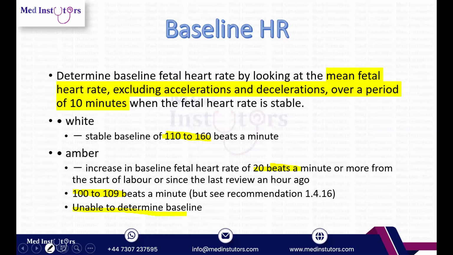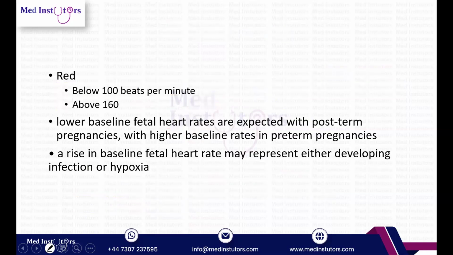Sometimes it's so difficult to determine a baseline that you will not be able to tell because it's just up and down, up and down, up and down. Red is below 100, and above 160 is also red. Lower baseline heart rates are expected in post-term pregnancies, whereas in preterm pregnancies, they tend to be above 160 most of the time. A rise in baseline fetal heart rate may represent either developing infection or hypoxia. So you have to give extra attention to these shifts in baseline.